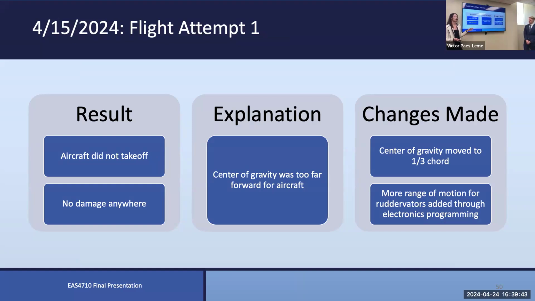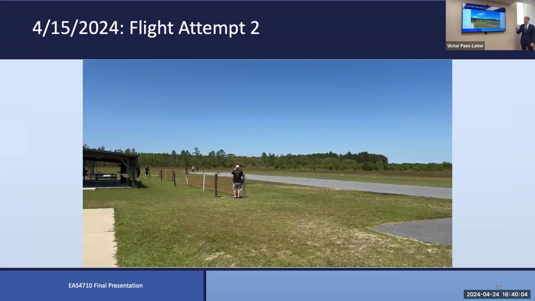We determined that the cause of this failure was actually that the center of gravity was slightly too far forward. So we moved the center of gravity back to the 1/3 chord. And additionally, another change that we made was that we increased the range of motion for the ruddervators by increasing the gain. So after that, we took to the skies again, and here's the video of that.